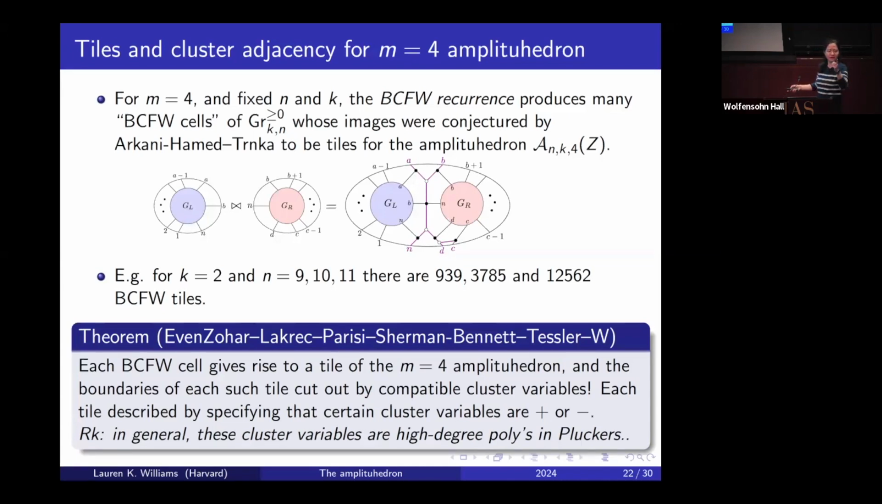Any questions? They can be arbitrarily high degree depending on n and k. I forget exactly, there's a polynomial bound in n and k.